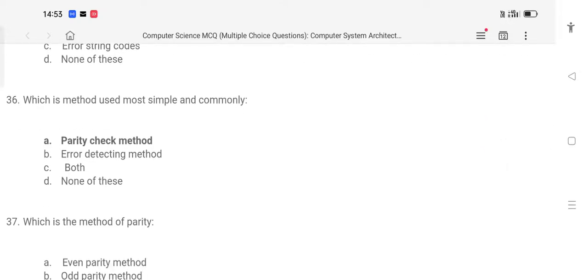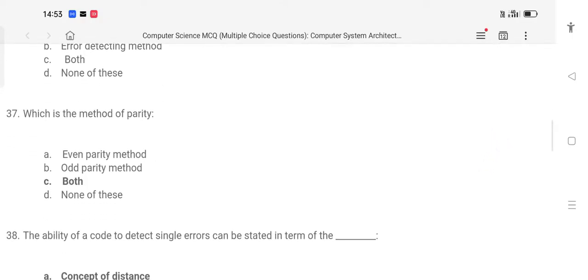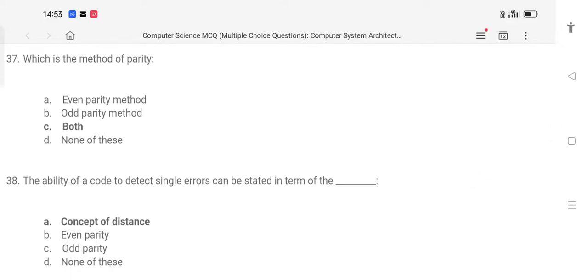Which is the method used most simply and commonly? Parity check method. Which is the method used most simply and commonly? Parity check method. Which method is parity? Both. Even parity method, odd parity method, both answer.